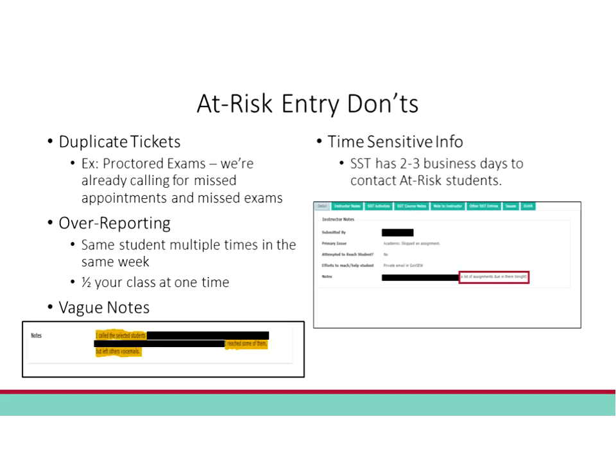And then also with this time-sensitive information, so if you have a quiz that's due 11 o'clock that night and you're putting in an at-risk ticket at 5 o'clock that afternoon, chances are we're not going to see the ticket and reach out to the student by the time the quiz is due. So that's something to keep in mind when you're putting in an at-risk ticket, is to make sure that there's enough time for us to actually reach out to the student.